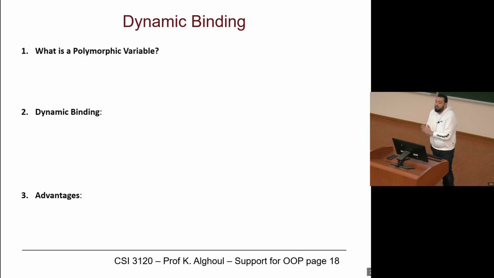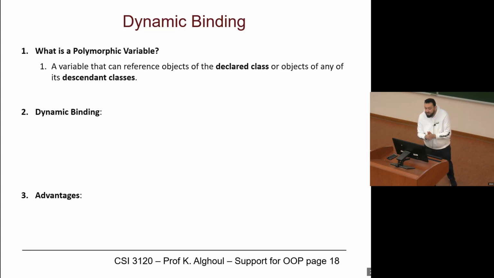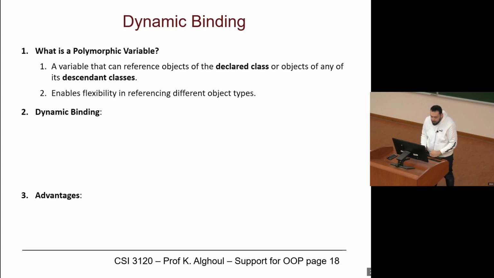So what is a polymorphic variable? Because dynamic binding is usually going to use the polymorphic variable to do the polymorphism, a variable that can reference objects of the declared class or objects of any of its descended classes. So in Java, I think they are called differently than C++. This will enable flexibility in referencing different object types.